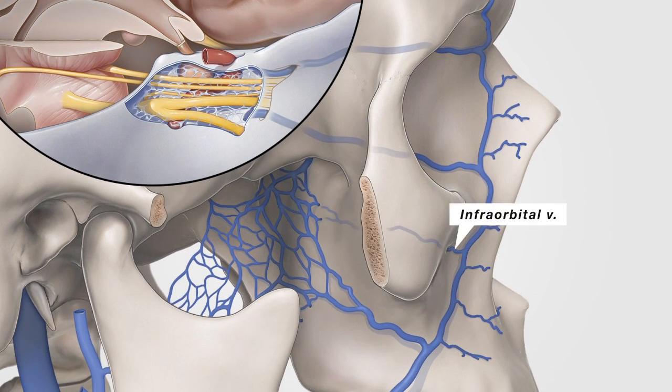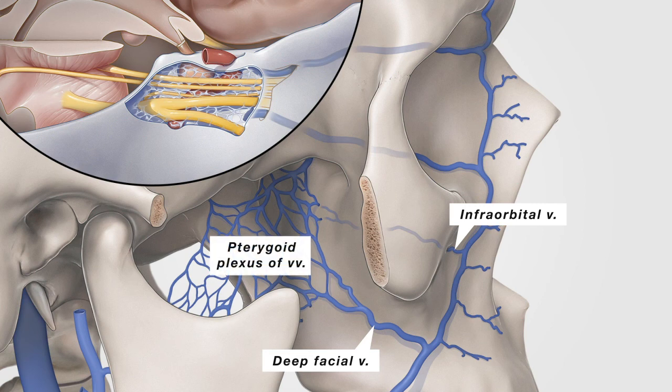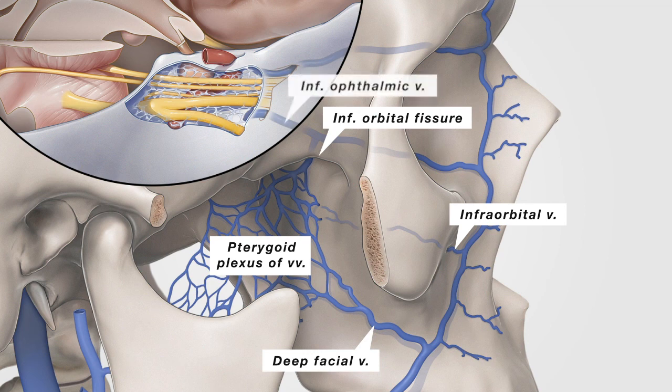Alternatively, the infraorbital vein and deep facial vein provide routes for infection by linking with the pterygoid plexus of veins. This plexus branches through the inferior orbital fissure to merge with the inferior ophthalmic vein. Additionally, emissary veins allow venous blood to pass in and out of the cranial cavity. These veins are small and pass through various foramina in the skull base to communicate with the cavernous sinus.